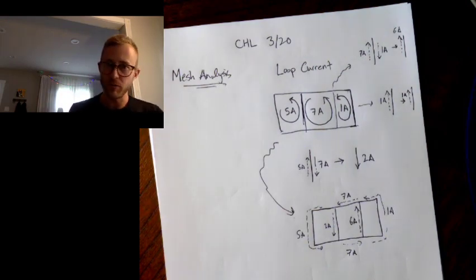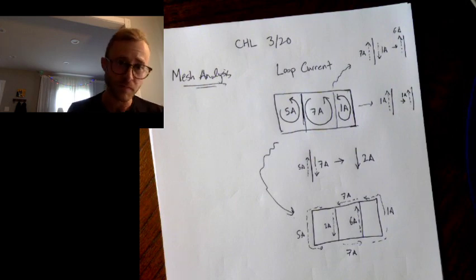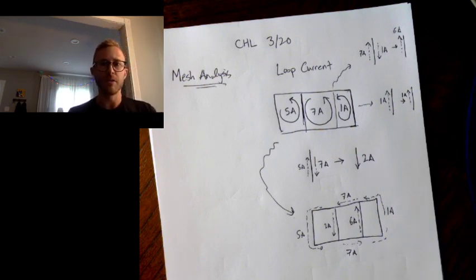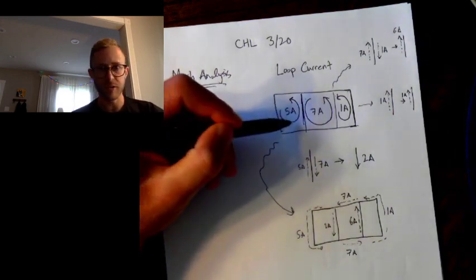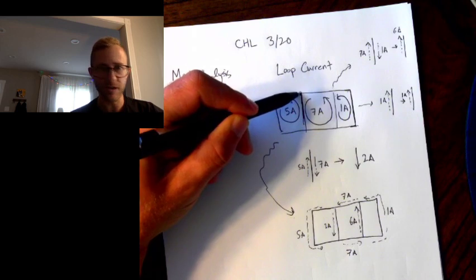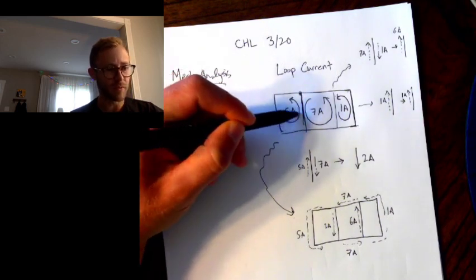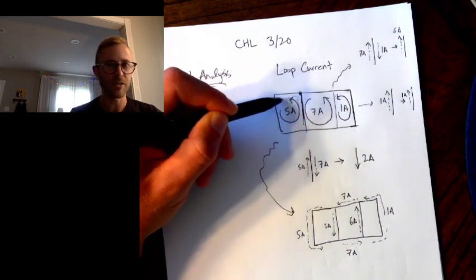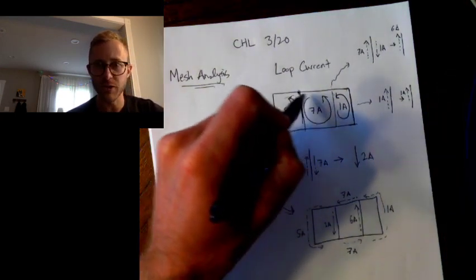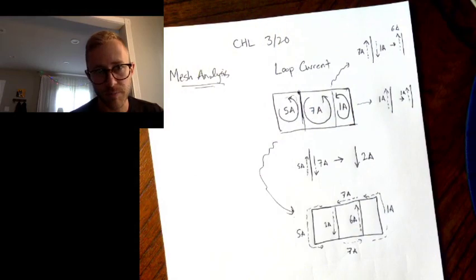So why would we even do loop currents in the first place? Well, it turns out that loop currents automatically obey Kirchhoff's current law. The reason is that if we think about, for example, this junction right here, this 5 amp current flows into the junction and then it loops out. So any loop current that goes into a junction loops out of the junction as well.